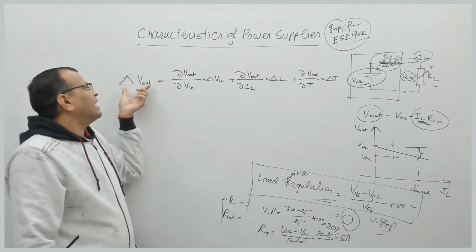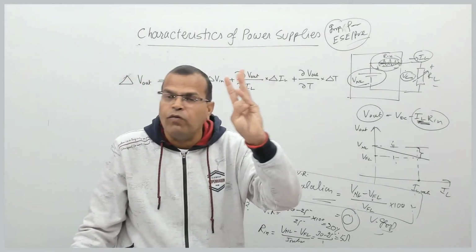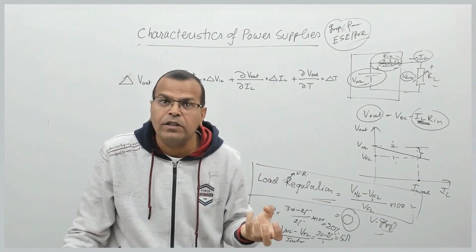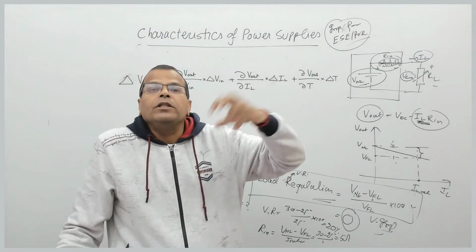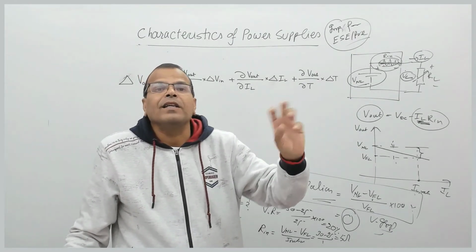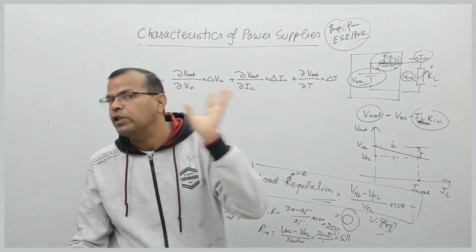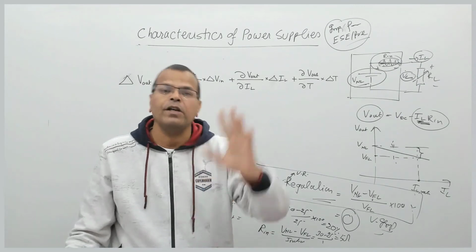This is called Taylor series expansion. Your output voltage is a function of temperature. Why? Because the power supply consists of electronic devices like diodes, as we have already seen, BJTs and so on. So with the change in temperature, the internal resistances of those devices will change, their characteristics will change, and accordingly the output voltage will change. So the output voltage of a power supply is definitely a function of temperature.